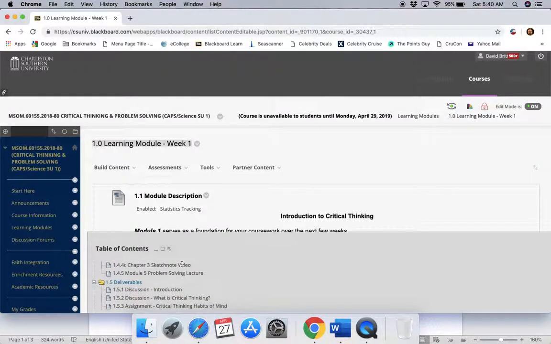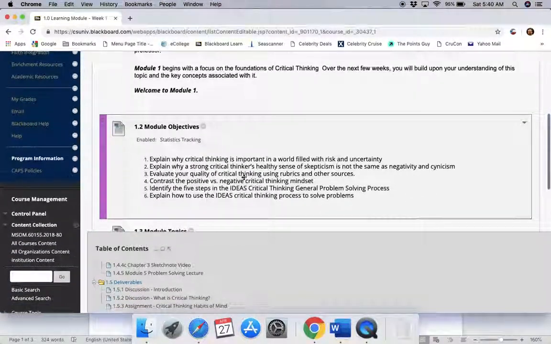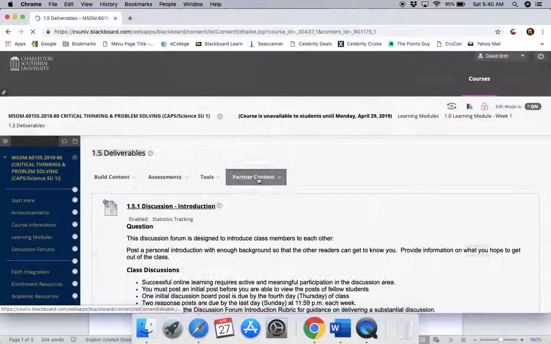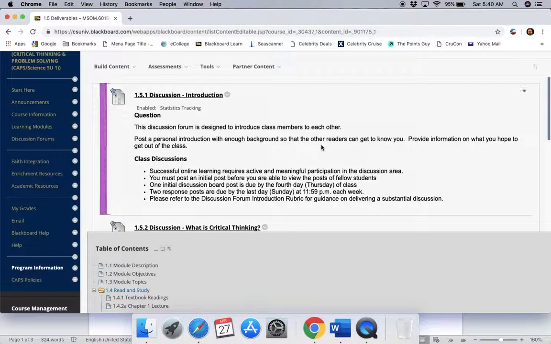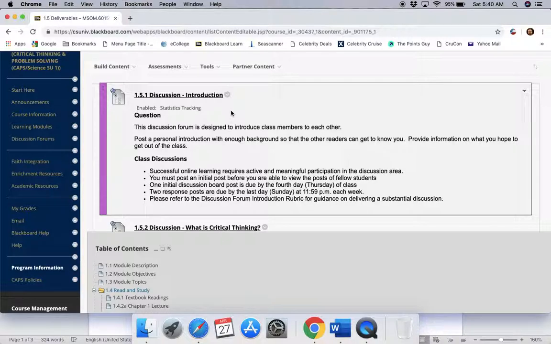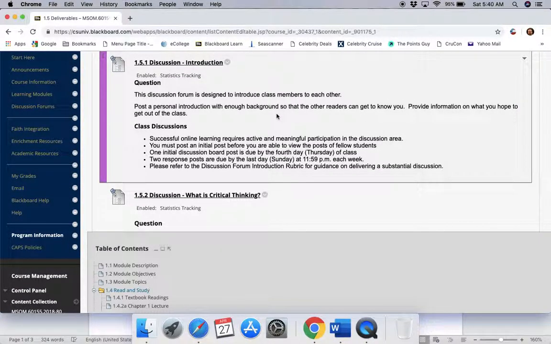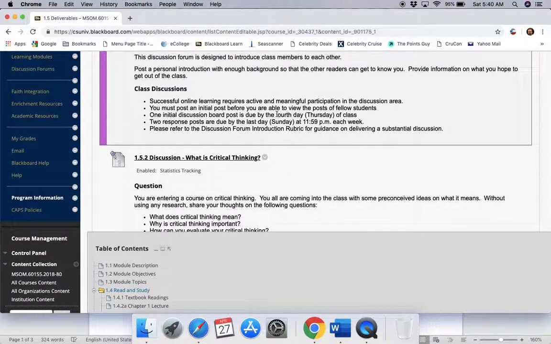You'll see here there are tons of different things to take a look at. All right. And then typical deliverables here in week one. You're going to have an introduction where you introduce yourself to your fellow classmates. So make sure you have your initial post in by Thursday, and you have your minimum of two response posts in by Sunday night, 11:59 p.m.